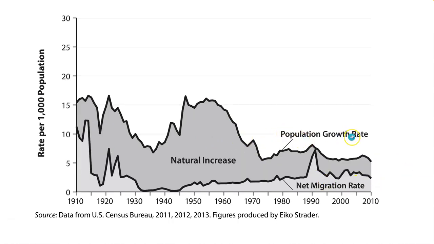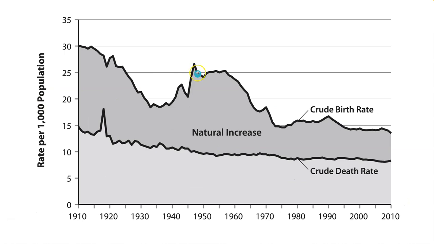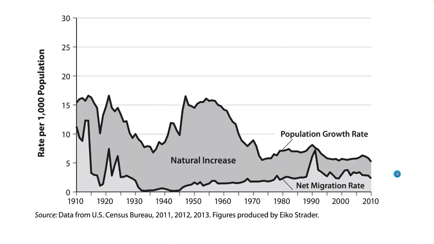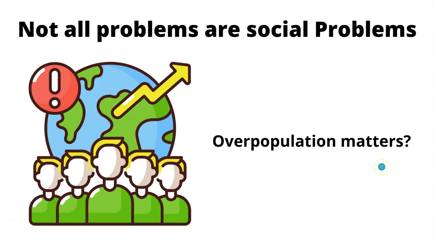And the population growth rate is compared with the net migration rate, and these will be consistent with the natural increase, the difference between the crude birth rates and the crude death rates. So these are some of the relationships of those population components. So, not all problems are social problems. We would consider that these are some of the important topics of population studies.